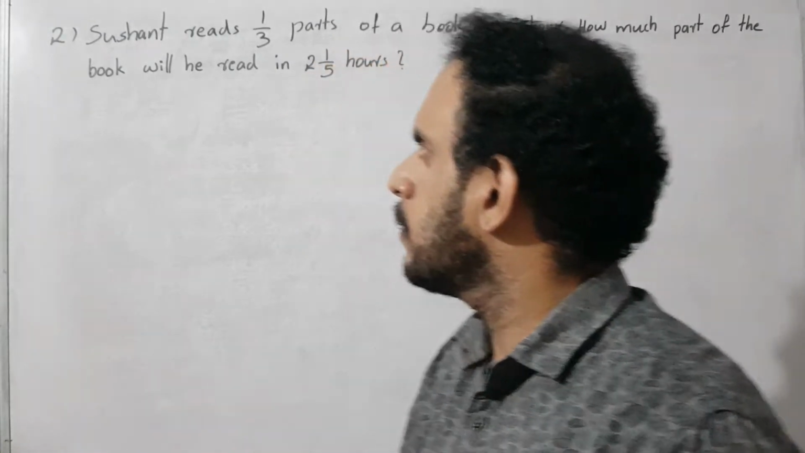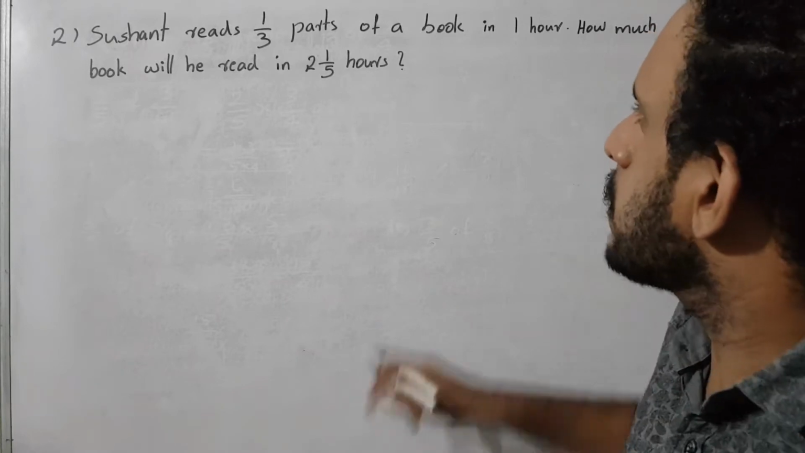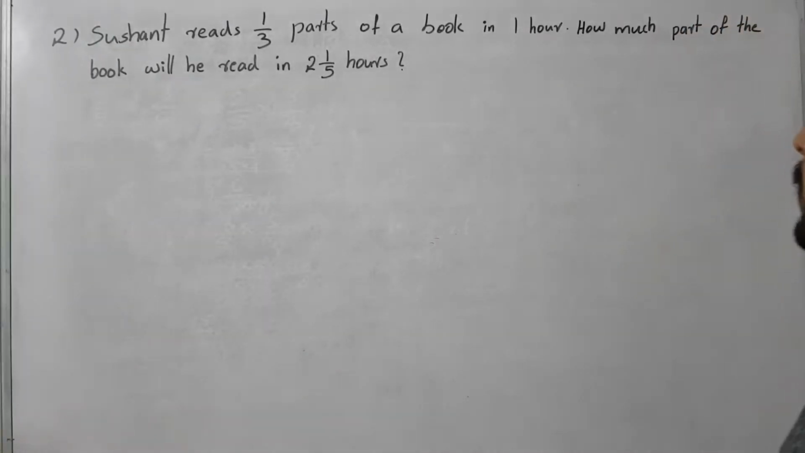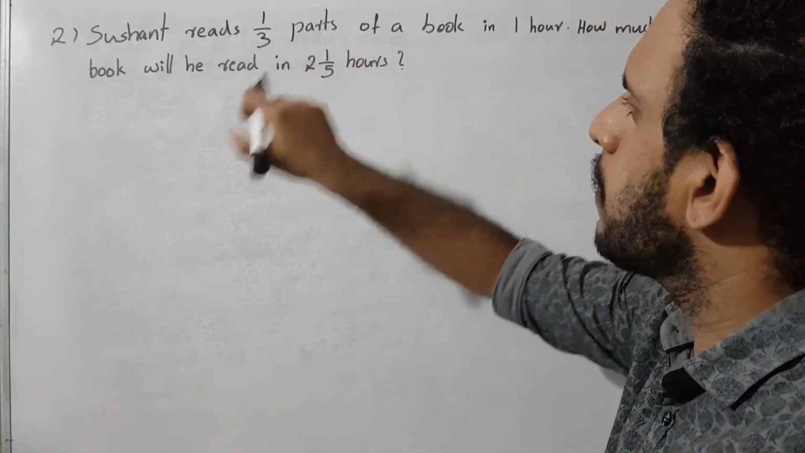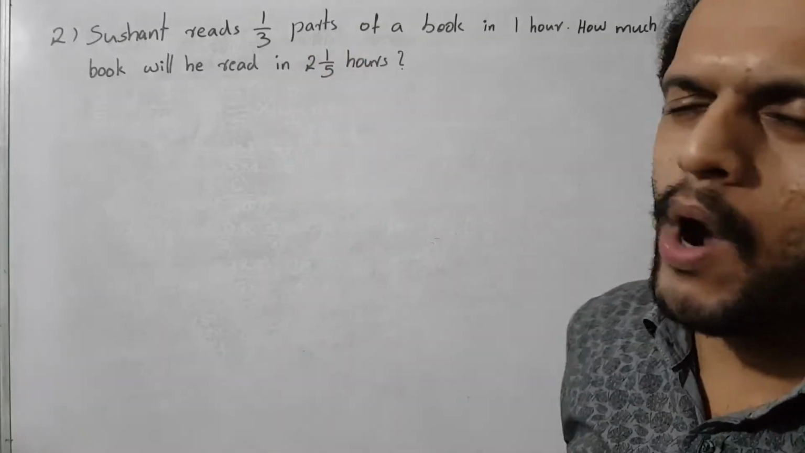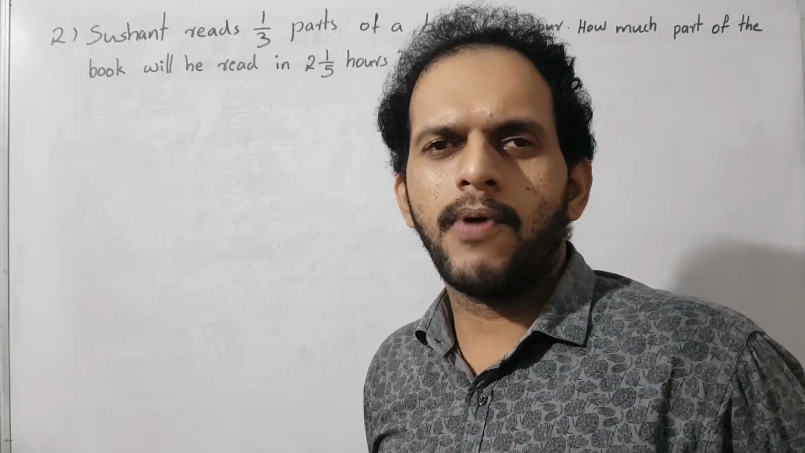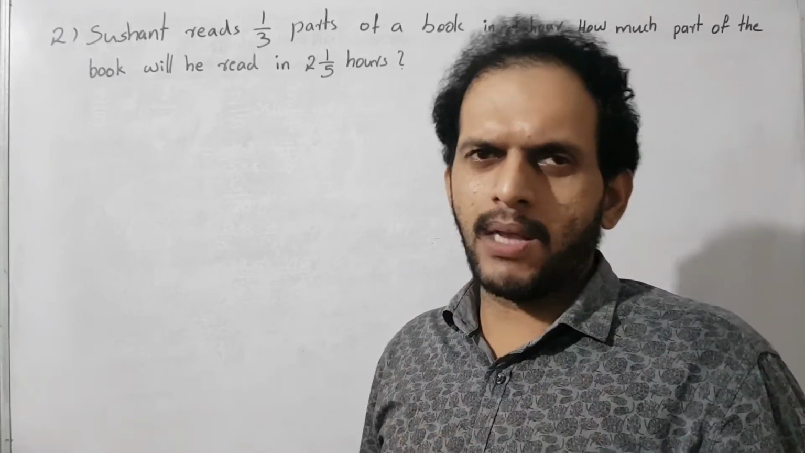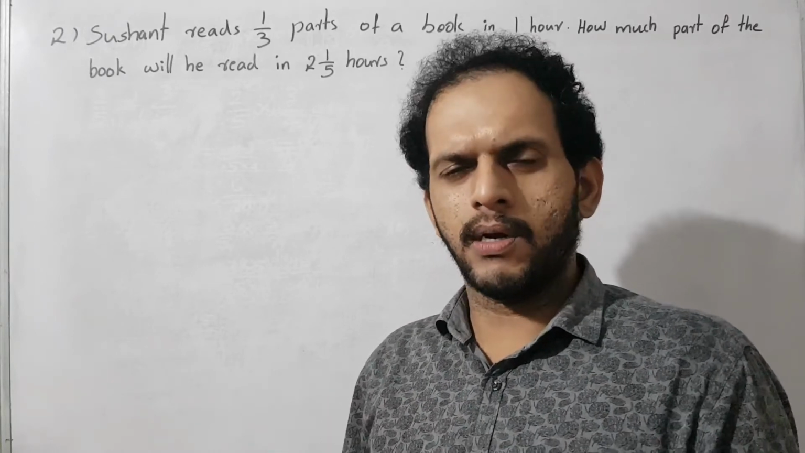എന്താണ് നമ്മളെ ക്വസ്റ്റ്യനിൽ പറയുന്നത്? സുശാന്ത് ഒരു ബുക്കിന്റെ 1/3 പാർട്സ് ആണ് ഒരു മണിക്കൂറിൽ വായിക്കുന്നതെങ്കിൽ എന്താണ് കണ്ടുപിടിക്കാൻ വേണ്ടി പറഞ്ഞത്? How much part of the book will he read in 1/5 hours? അങ്ങനെയാണെങ്കിൽ എന്ത് കണ്ടുപിടിക്കണം? 1/5 മണിക്കൂറിൽ അയാൾ വായിച്ചു തീർക്കുന്നത്, സുശാന്ത് വായിച്ചു തീർക്കുന്നത് ബുക്കിന്റെ എത്ര ഭാഗമായിരിക്കും എന്നാണ് കണ്ടുപിടിക്കേണ്ടത് അല്ലേ?